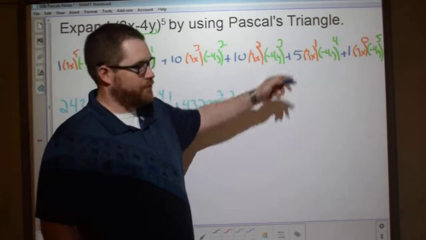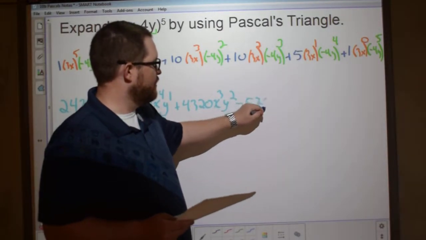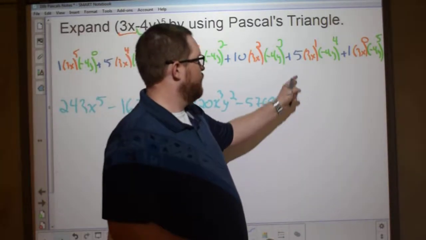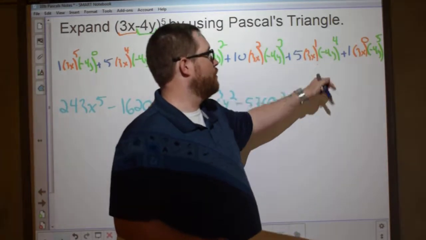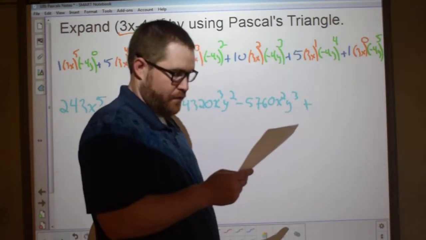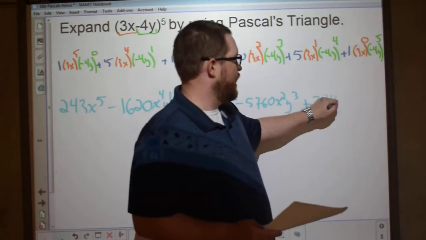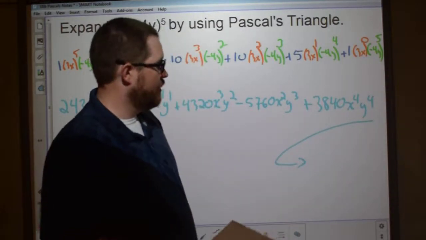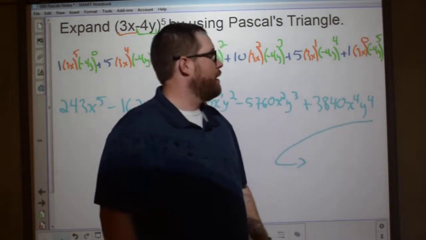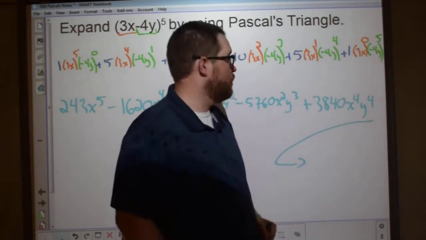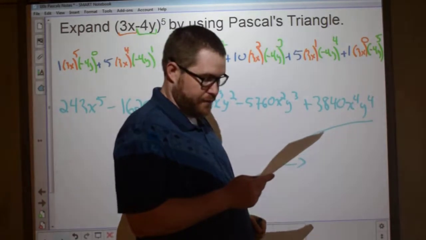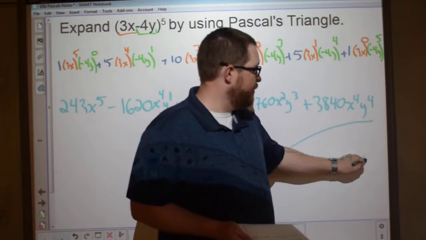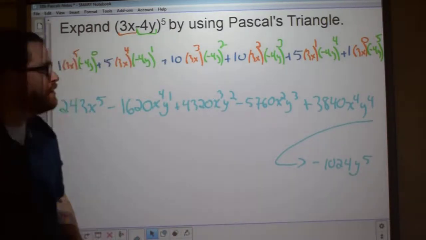10 times 3 squared times 4 to the third is 5,760 x squared, y cubed. 5 times 3 times negative 4 to the fourth. Well, negative 4 to the fourth is going to be positive. 3,840. I'm down to x to the first, y to the fourth. I'm out of room, so I'll just write it right here. This last term is going to be negative because it's an odd power. This is 1. Anything to the 0 is 1. So then the last thing is just 4 to the fifth, which is negative 1,024, x to the 0, y to the fifth. Okay. Binomial expansion using Pascal's triangle.